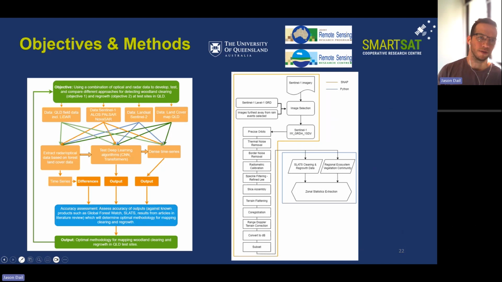And so this is just kind of a general, higher level overview of these initial methods. So on the left is just kind of the methodology. So the idea for objectives 1 and 2 is to explore different combinations and bands using optical and radar data and C and L bands to see what works best for identifying clearing and regrowth. And then on the right is just my workflow for pre-processing of Sentinel-1 data. I'm doing all of this in SNAP, which is the software provided by the European Space Agency. So again, I'm kind of in an exploratory phase at the moment.